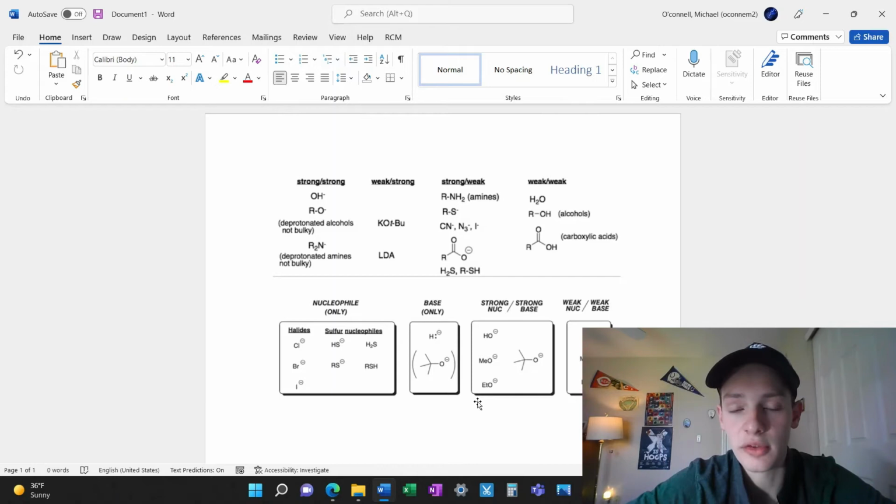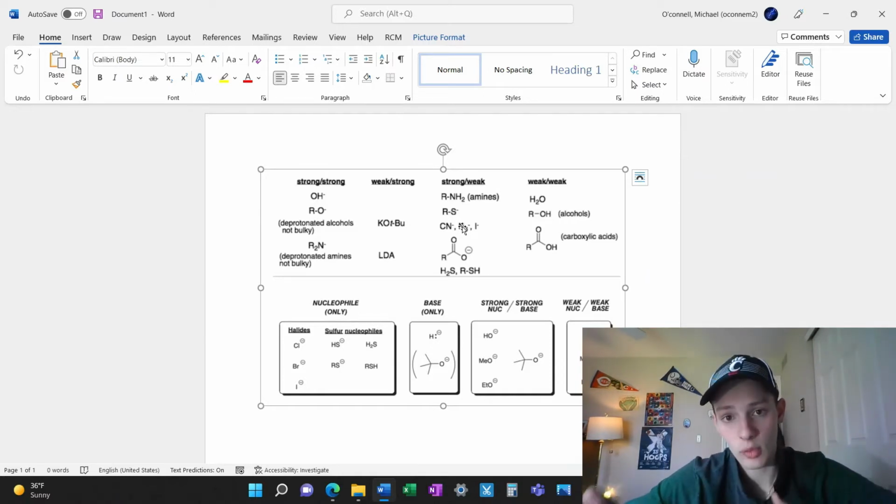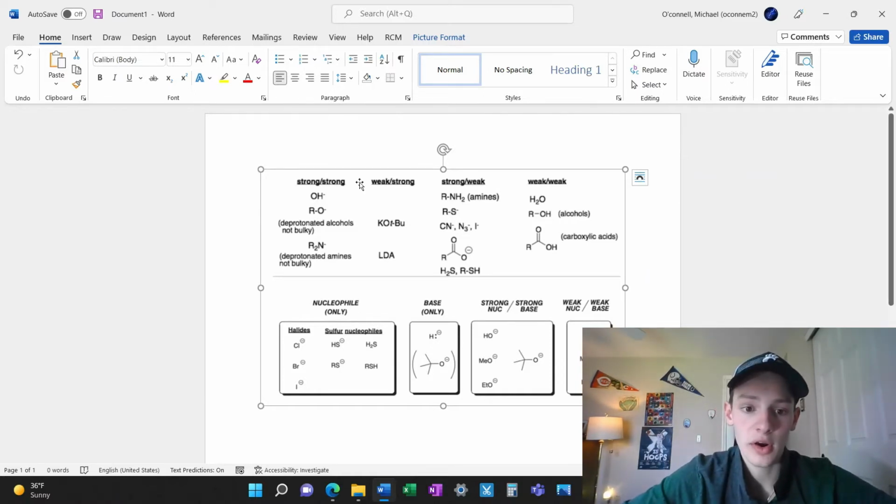After those explanations, hopefully you have a better understanding of the trends we observe for basicity, leaving group reactivity, and nucleophilicity. Now I would like to talk about what's on my screen. It is going to be very important when you're doing substitution and elimination reactions to figure out if you have a strong nucleophile or if you have a weak base. So our first column here, we have strong/strong. So these are compounds that are strong bases and they're strong nucleophiles.